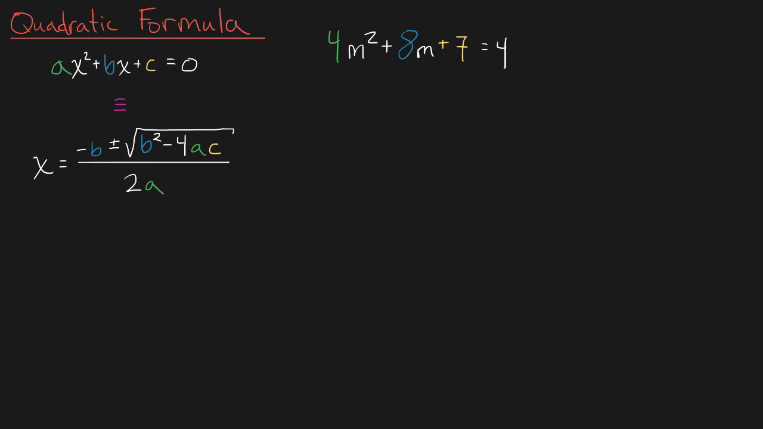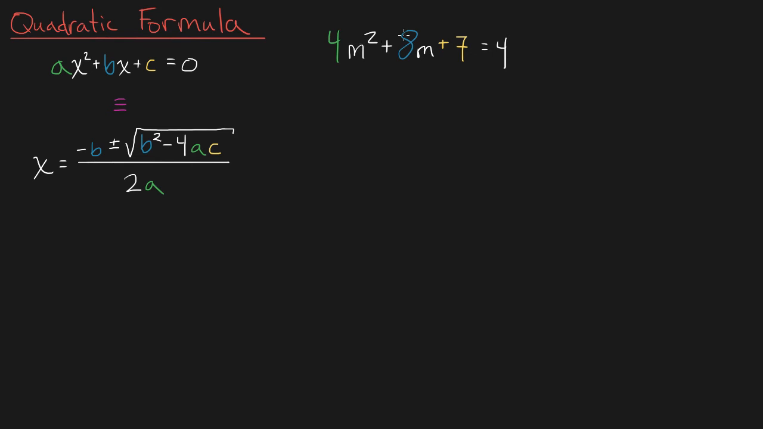Now, a couple things that I want to point out right off the bat here. The first is that we can use the quadratic formula even when we don't have a named variable of x. Here our variable is m, and that's fine. The quadratic formula works just the same.